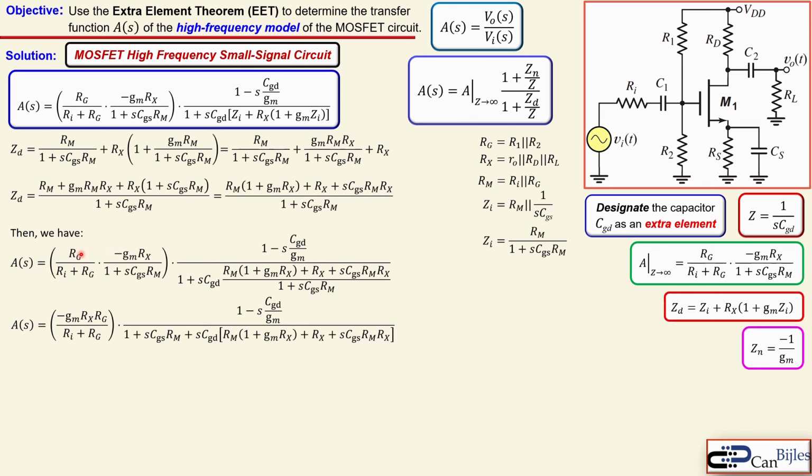This minus GMRX will be multiplied by this RG, so we have here a compact expression without this part because it's cancelled out. And I have here the 1, which is multiplied by this 1 plus SCGSRM, that is shown here. And this complete big part, SCGD times this long numerator, is shown here in the brackets. So we have our expression as we actually wanted, and you see here there is a 0 which is in the right half plane because of this minus. And there is a second order term here we need to look at in more detail and carefully.